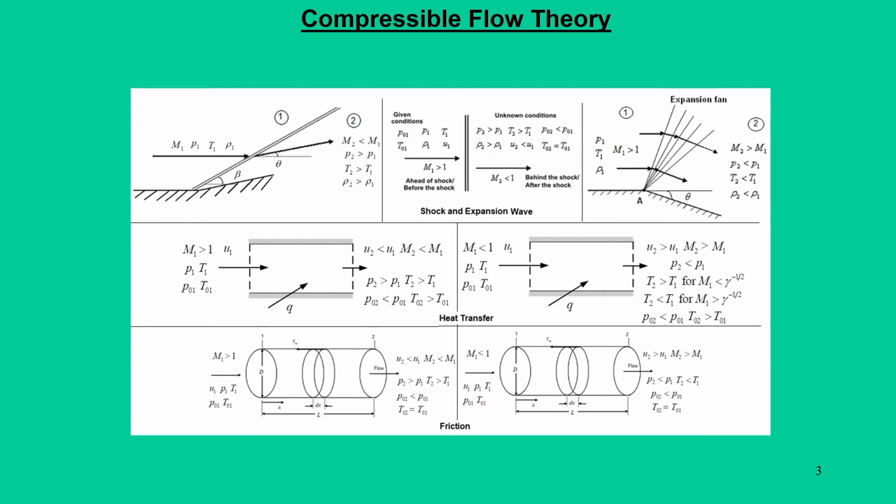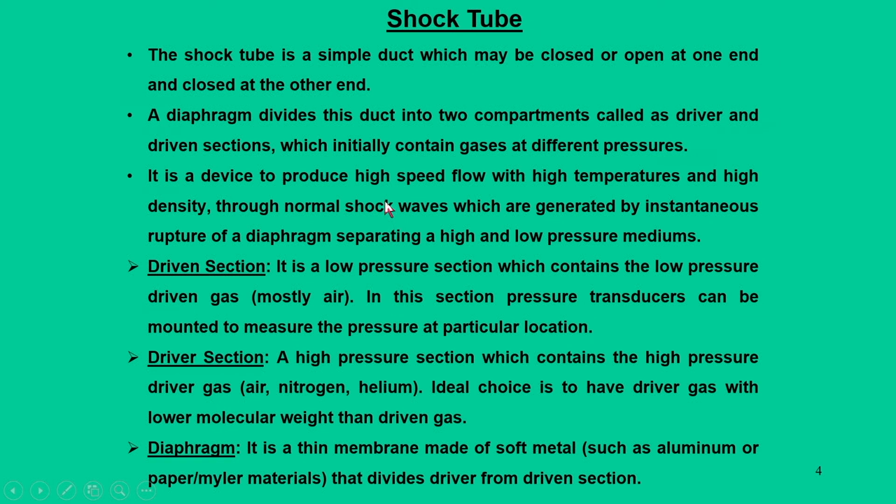Now, one such tube, which is a very classical tube, we call this a shock tube. It is nothing but a one dimensional duct. We can say it is a tube, length and diameter may vary, and it is a simple duct which may be closed or open at one end and closed at the other end. One end is closed, the other end could be open or closed. Then it consists of two compartments, we call these the driver and driven sections, and they are separated by a diaphragm.